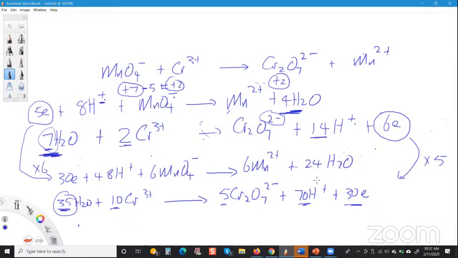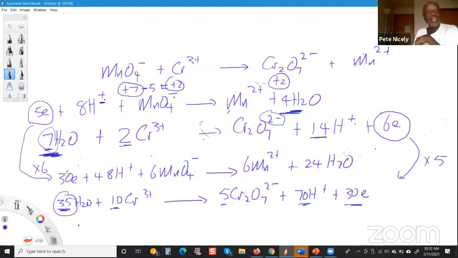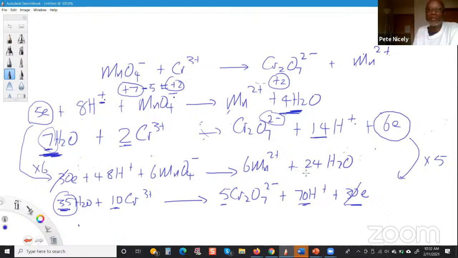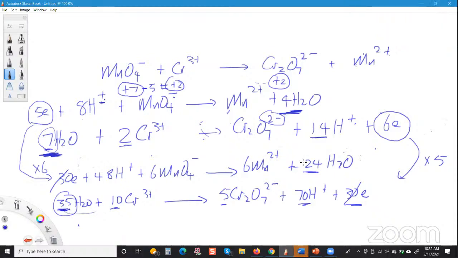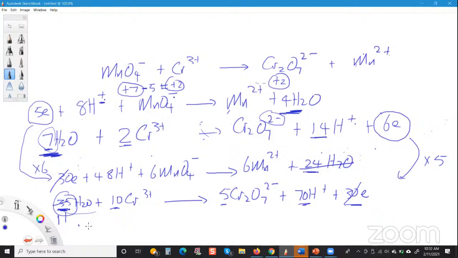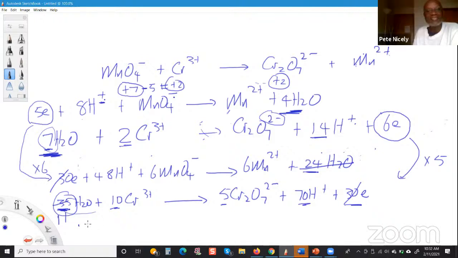Well, now you would start crossing out your H2Os. The electrons will cancel out. That's for sure, right? Yes. And now you mentioned the water, right? We have 24 here and we have 35 here, right? So that means that all of this would cancel out and you're going to be left with 35 minus 24. That gives you what, 11? 11 H2O. Okay. Anything else that can be canceled out?